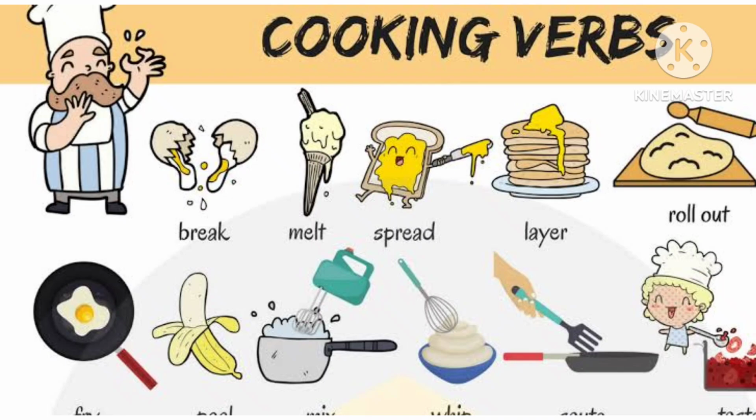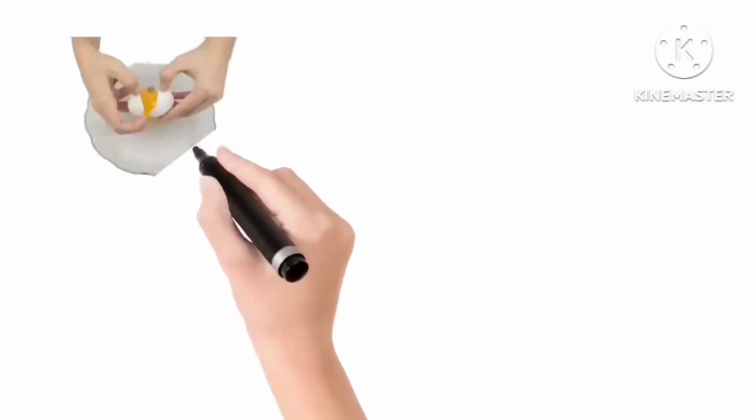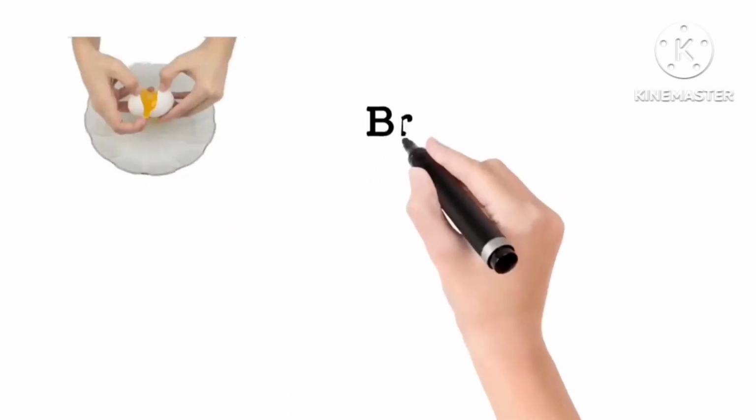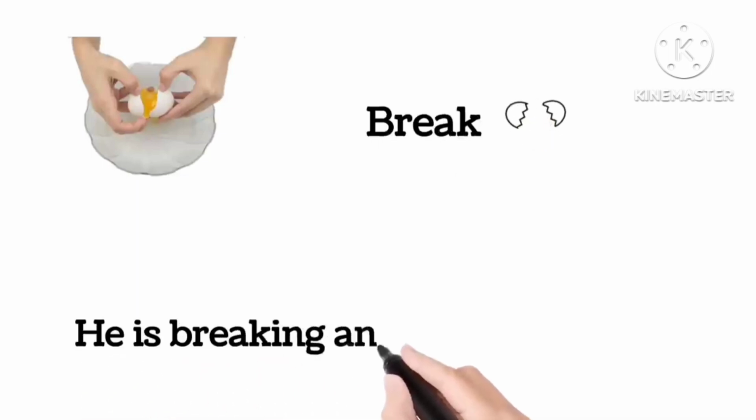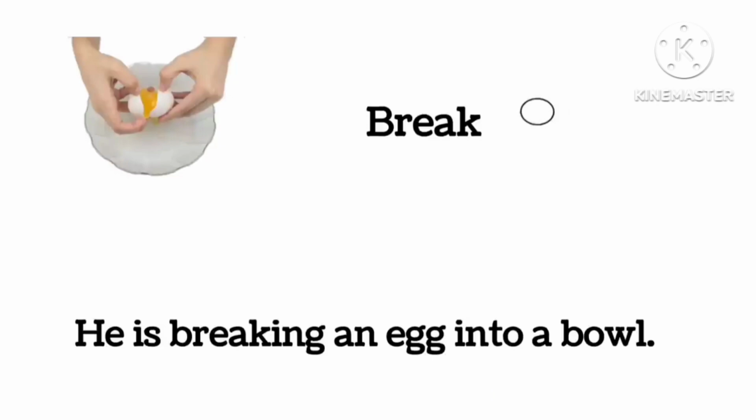Hello friends, today we will learn cooking verbs with picture and their examples. Break. He is breaking an egg into a bowl.